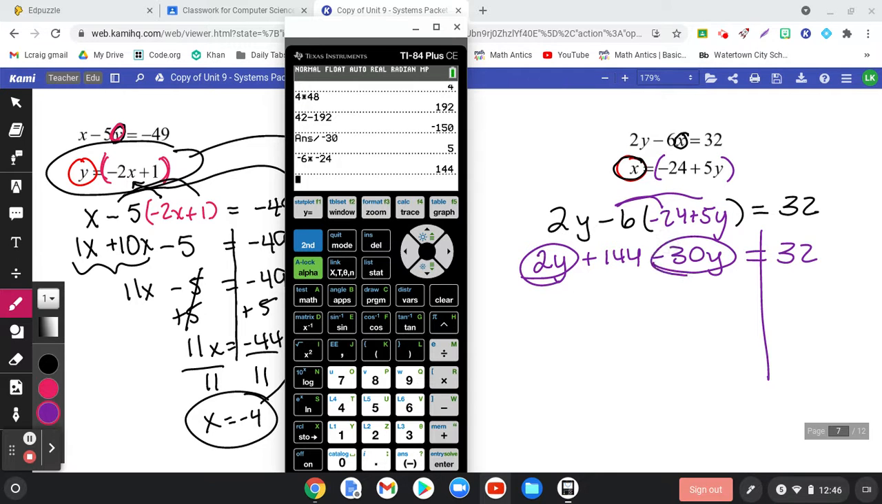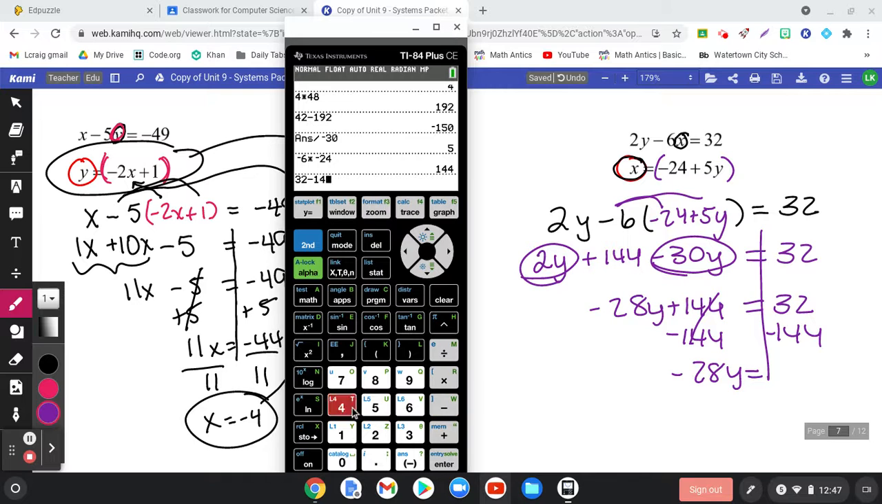Combine your y's. 2 minus 30 would be, I feel like we already did this question, or one similar. Negative 28y plus 144 equals 32. Subtract 144. Negative 28y equals, all right, if you're not sure, use your calculator. 32 minus 144, negative 112. And then we're going to divide both sides by negative 28. So you can say divided by negative 28. y equals 4.